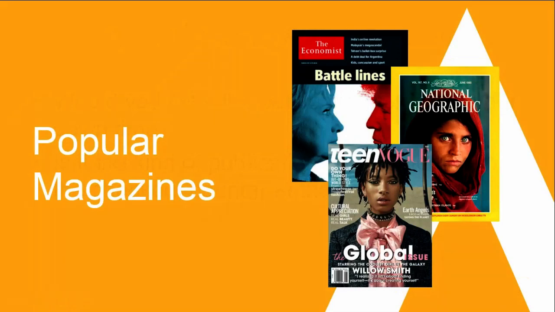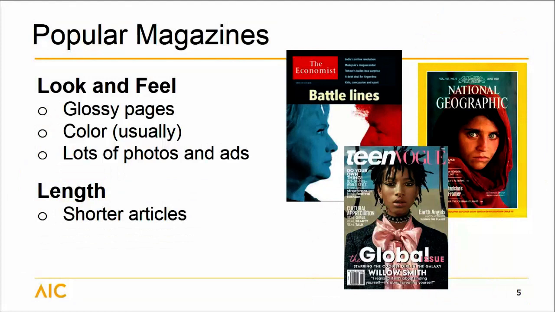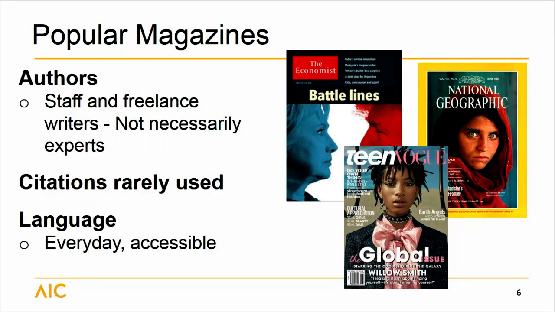The first thing that sets popular sources apart is how they look and feel. They're usually glossy and published in color, and contain lots of photos and advertisements. Articles in popular magazines are often only a few pages, and usually don't take more than 15 to 20 minutes to read. The articles in popular magazines are typically written by either staff or freelance writers.